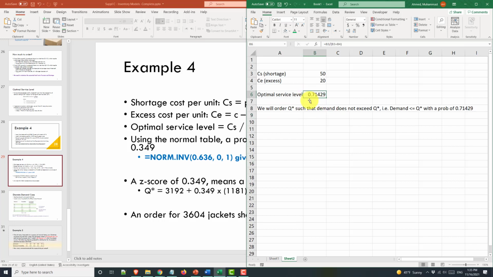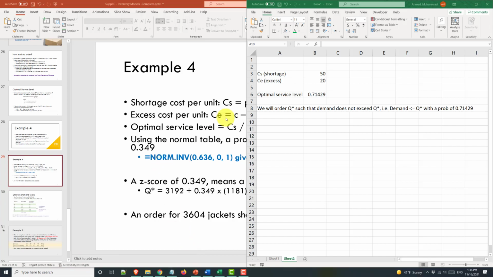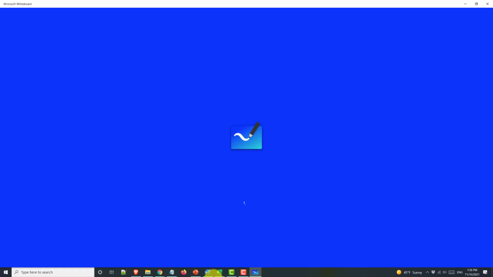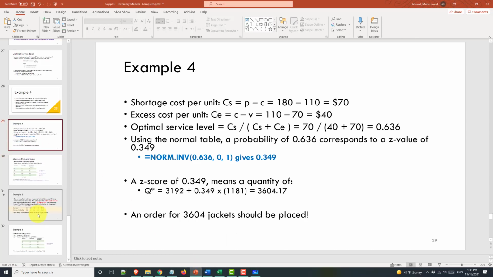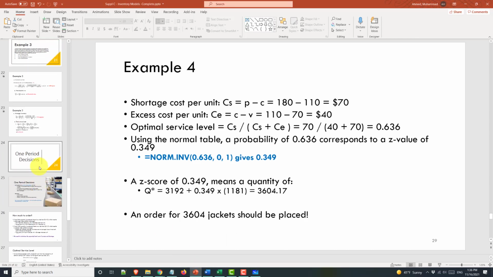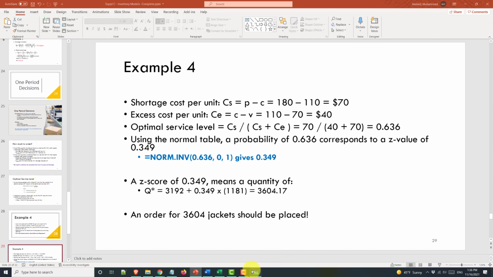That's what the optimal service level means, that you want to order a quantity so that demand is going to be less than or equal to that quantity with the probability of that service level. Okay, so you might want to draw a picture to show you what's happening. In the slides I show you a picture like that as well, or do I? Maybe I did not draw a picture in the slide, so let's draw a picture here.